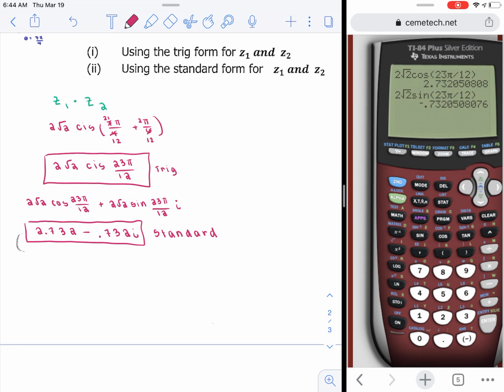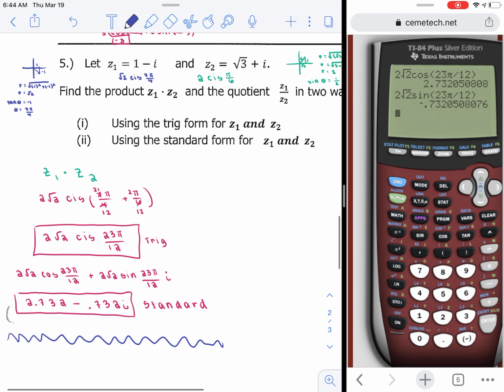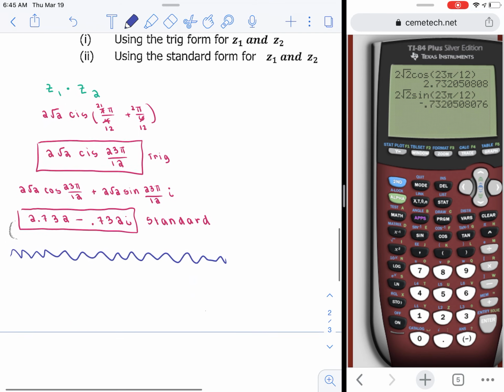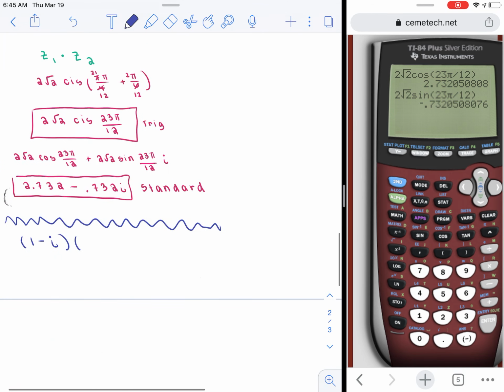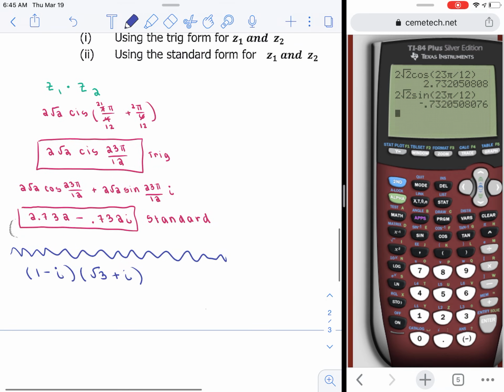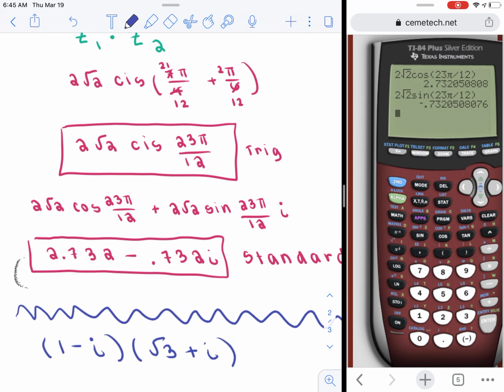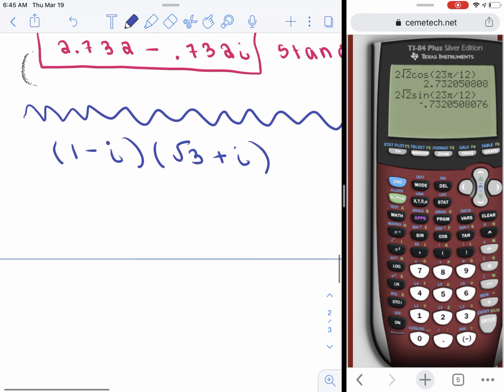Now, for the second part of this, they want you to, again, find the product of these two, but instead of doing it using the formulas and converting to trig form, let's just actually multiply these numbers together in their complex form. So what we can do is we can take this 1 minus i, and we want to multiply that by the root 3 plus i. Now, we should get the same answer because this is just a different form that we use, a really cool formula, but it should give us the same thing that actually multiplying the complex numbers does.